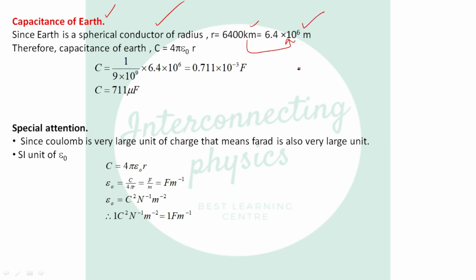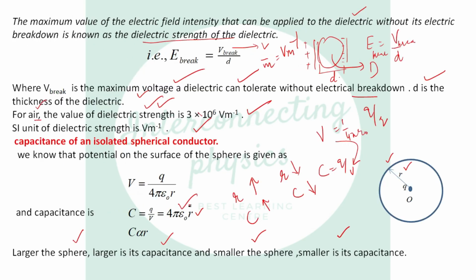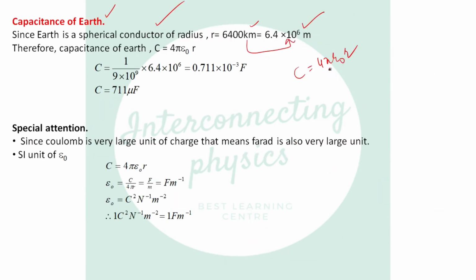Now capacitance is given by 4 pi epsilon naught r. You see here the capacitance of a spherical conductor is 4 pi epsilon naught r. So we use this relation here, put the value of r here, and we get C equal to 711 microfarad, which is the capacitance of the earth. So what is the capacitance of the earth? 711 microfarad.